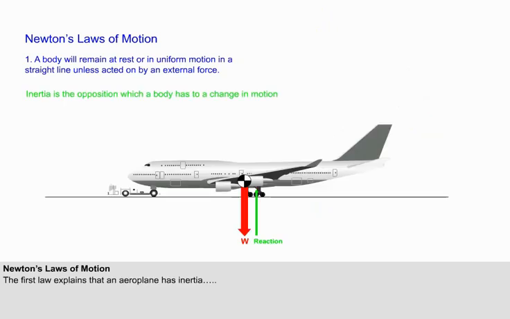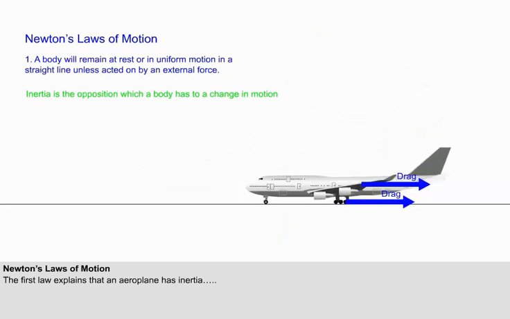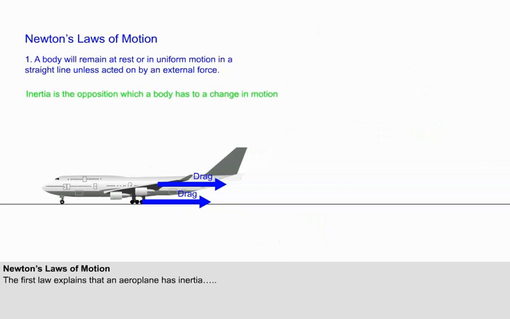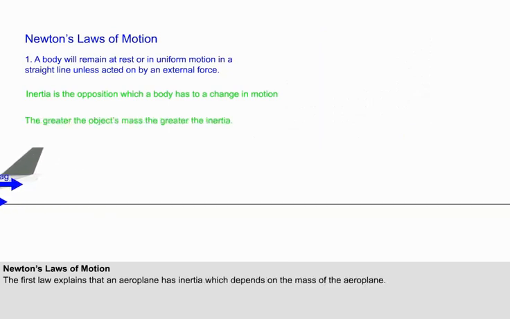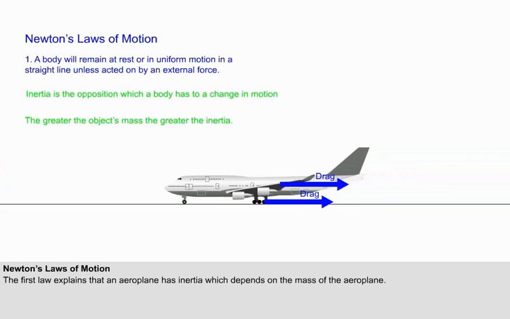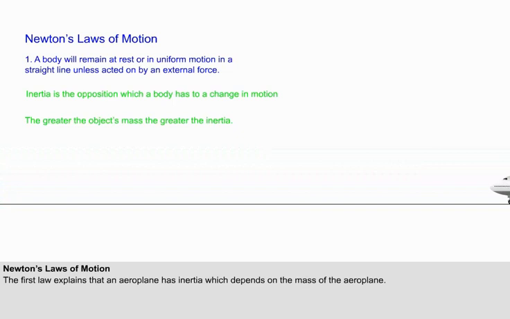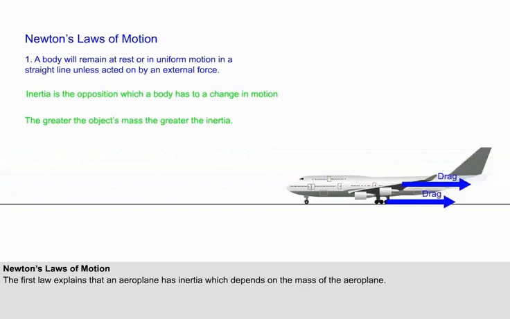Newton's first law helps us to recognize that an aeroplane has inertia. When stationary, it resists moving, and once moving, resists stopping, moving faster, or changing direction. The magnitude of this inertia depends on the body's mass, with a heavier object having more inertia. A heavier body is therefore harder to start or stop moving.